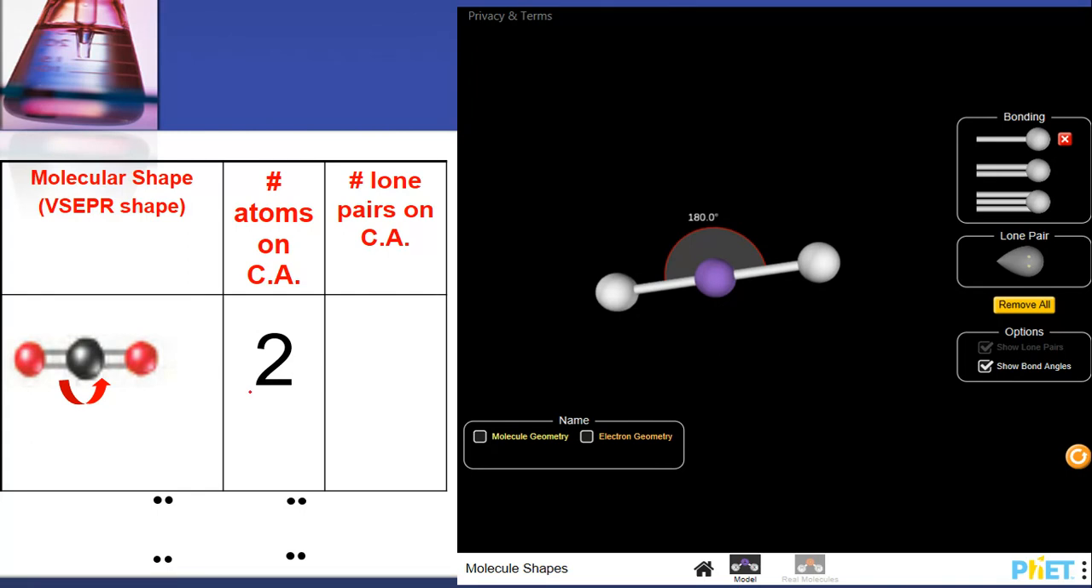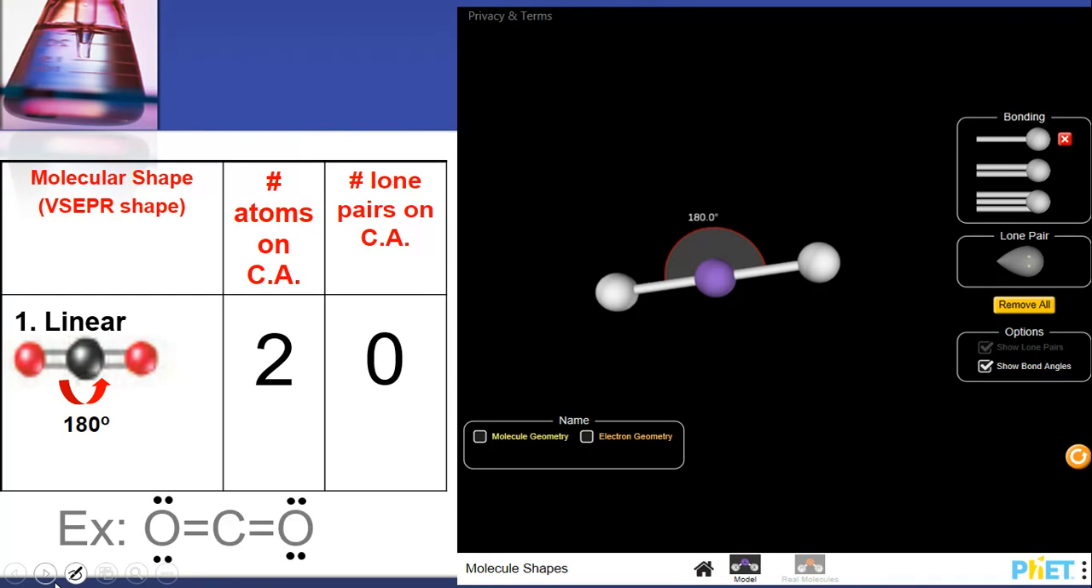So our first VSEPR shape we want to look at has two atoms on the central atom and no lone pairs. Look at here, your central atom here is the black sphere. It has two red spheres attached and there's no lone pairs on the central atom. So we call this linear, and the bond angle is of course 180 degrees around that central atom.